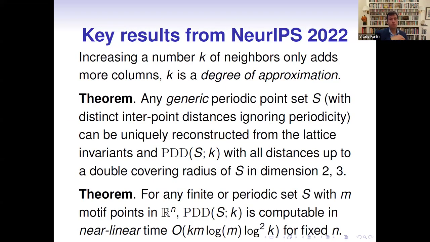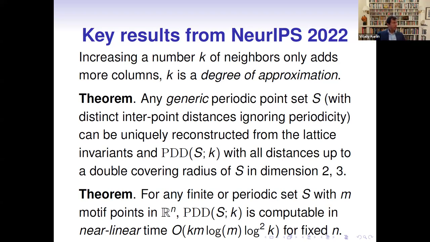Okay, so theoretical results about PDD. First of all, let me clarify the dependence on K. Usually when an output depends on some parameters, they seriously affect the result. But in our case, not really, because when we increase the number of neighbors, it means that we add more distances to the PDD matrix, so it becomes longer, but all previous distances remain exactly the same.